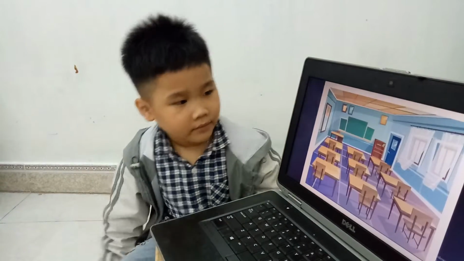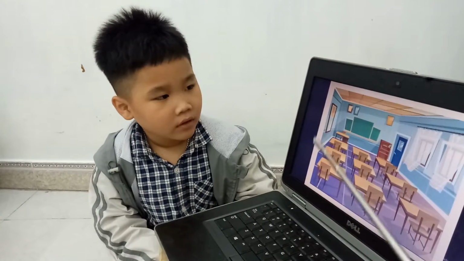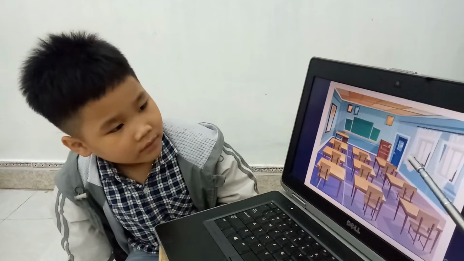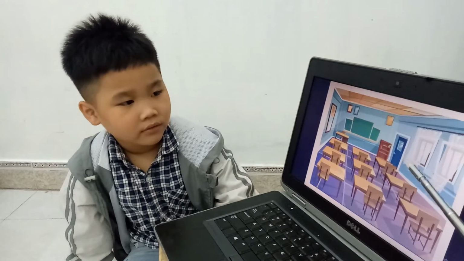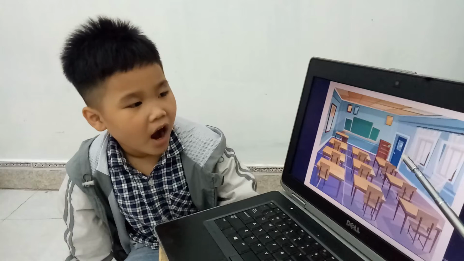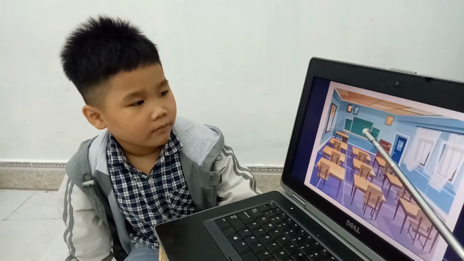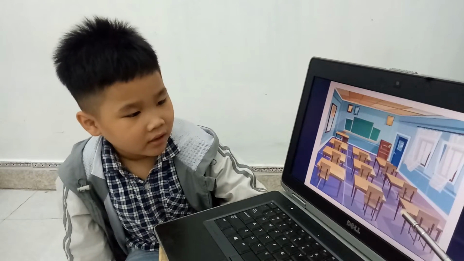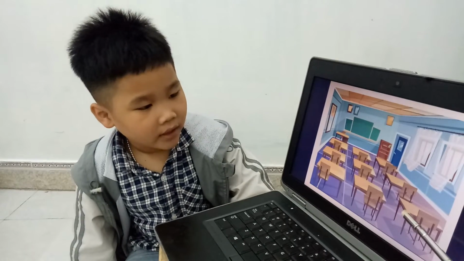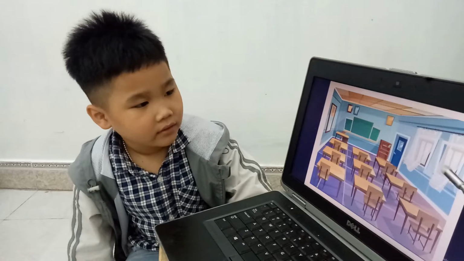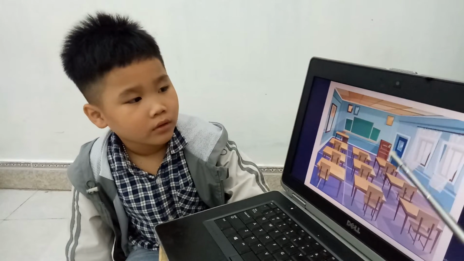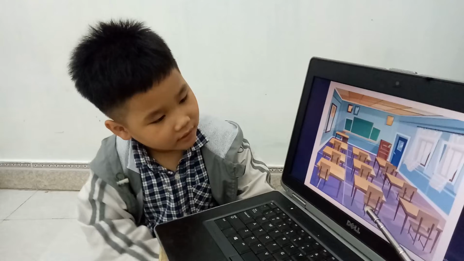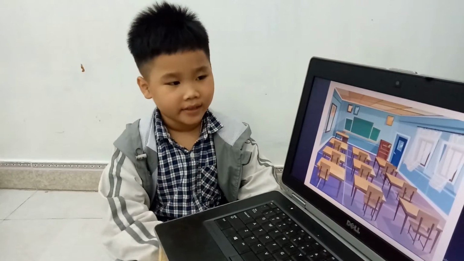Okay, look at the picture about the classroom. What can you see in your classroom? Dinosaur. No, a window. A dog. Yes. A bowl. A bird. A teacher. Yes. A tiny bear. A table. A chair. How many windows are there? 2 windows. How many doors are there? 1. Yes. And how many chairs are there? 9. Nine chairs. Very good.